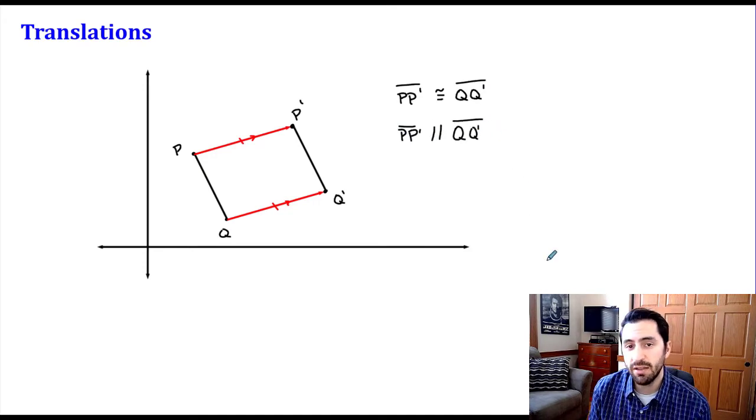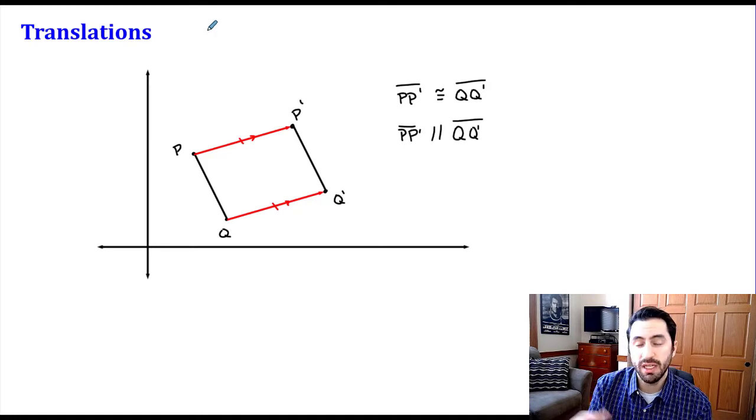Now I'm just indicating this for the two endpoints, but this is also true for every single point that makes up these segments. Now one more piece to this: because all of the points are moving in the same direction and they're moving the same distance, the image that we end up with is going to be congruent to what we started with. So my original segment PQ is going to be congruent to the image P prime Q prime. So those are congruent to each other.